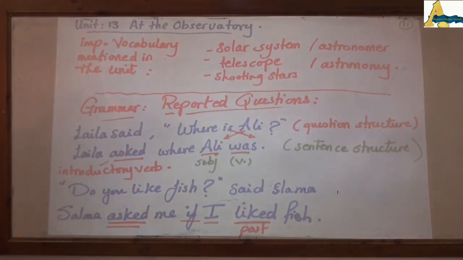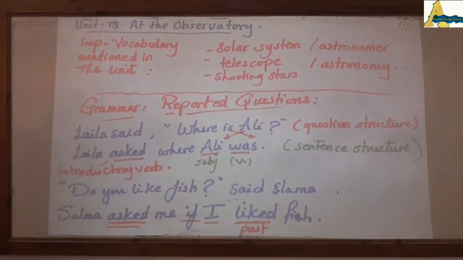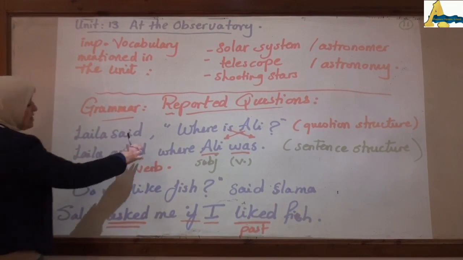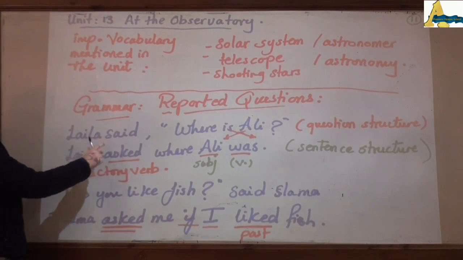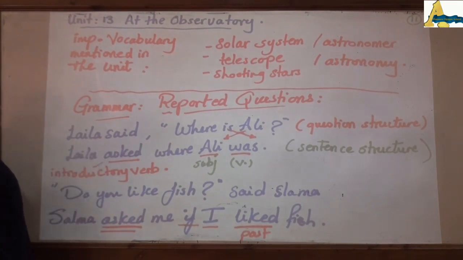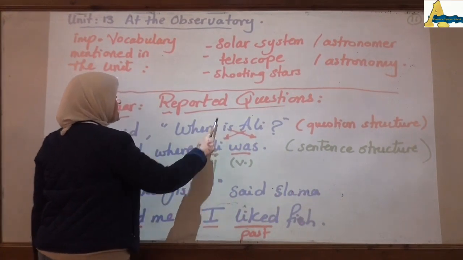The reported questions. To continue with the reported speech, for reported questions we have two types of questions: WH word questions and yes or no questions. Laila said, for example, "Where is Ali?" Remember that this is the question structure, using the verb first, then the subject.